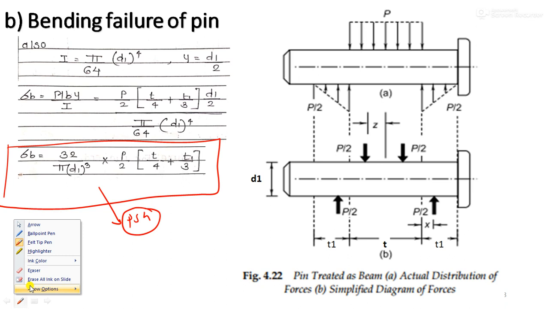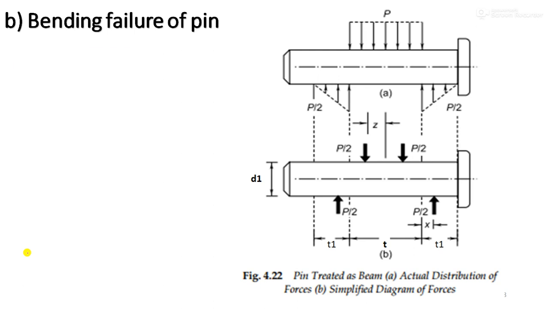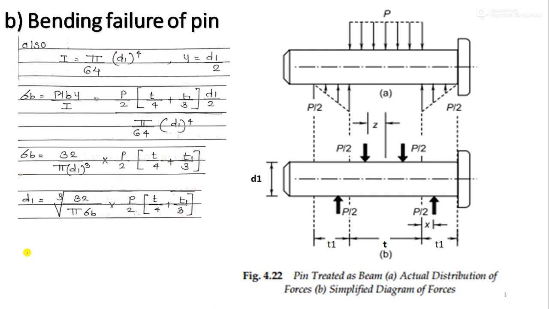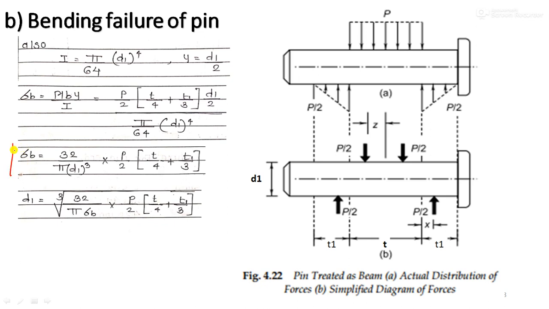So if you are not able to do this whole analysis that I have explained, you can just draw this figure. Even if you are not able to draw the figure, maybe some marks will be reduced, but you can remember this direct formula. Sigma b is equal to the bending moment for this particular pin, but it is very useful if you remember this analysis. It's a basic strength of materials analysis. So sigma b = 32 upon pi d1 cube into (p by 2 plus t by 4 plus t1 by 3).